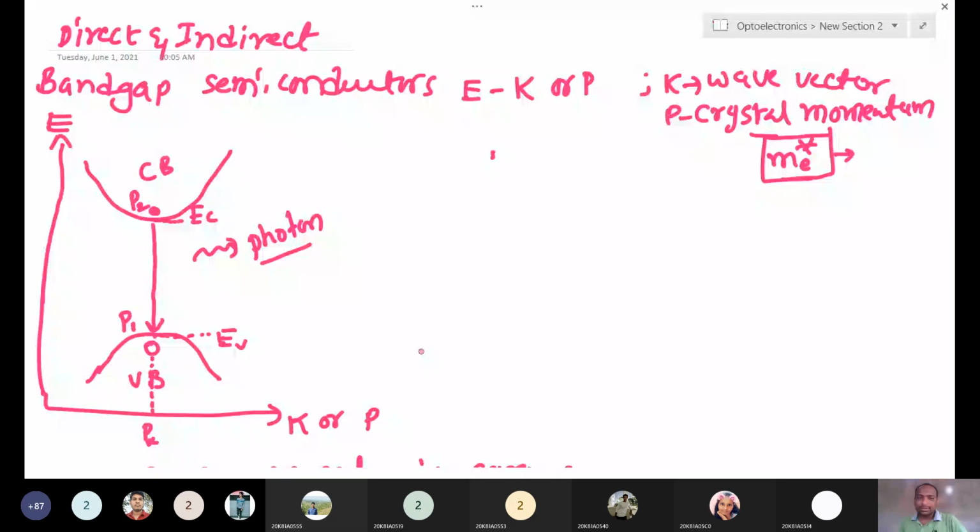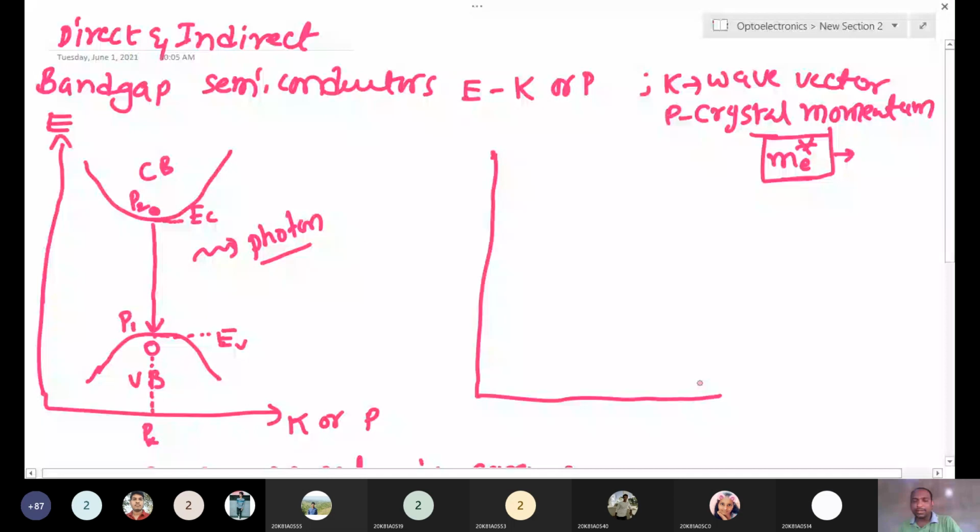Okay, now I will go to the second one, the indirect bandgap semiconductor. This is also the same thing. We are drawing the E-K relation: energy versus crystal momentum or wave vector. The wave vector, or crystal momentum, indicates the electron momentum in a crystal, or the hole momentum in a crystal. This is K or P, you can write whichever. Here is energy.